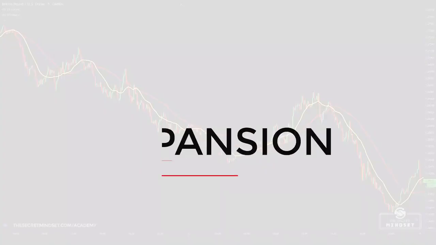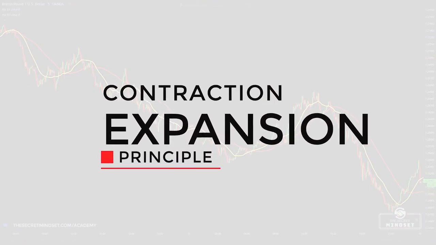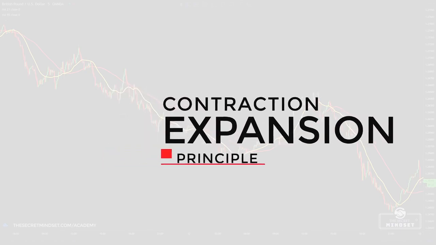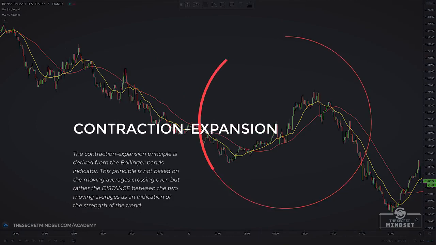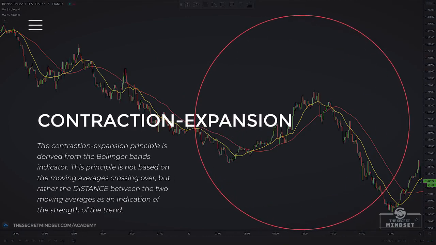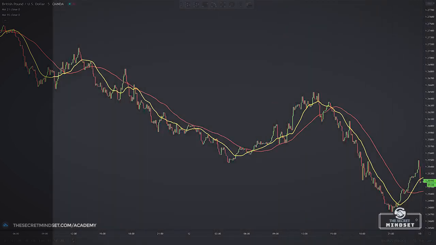However, there is a different perspective to following the patterns of a slow and a fast moving average in relation to price action, and I call it the contraction-expansion principle. The contraction-expansion principle is derived from the Bollinger Bands indicator. This principle is not based on the moving averages crossing over, but rather the distance between the two moving averages as an indication of the strength of the trend.